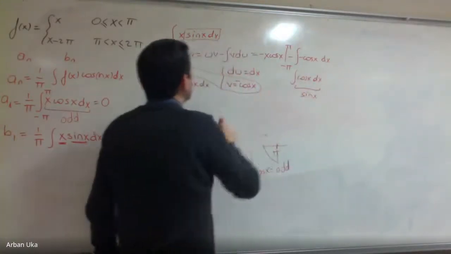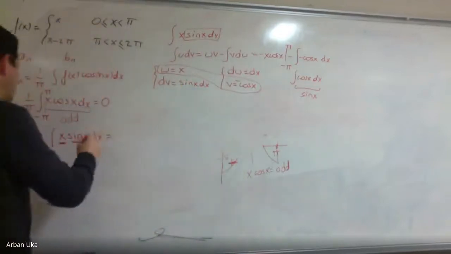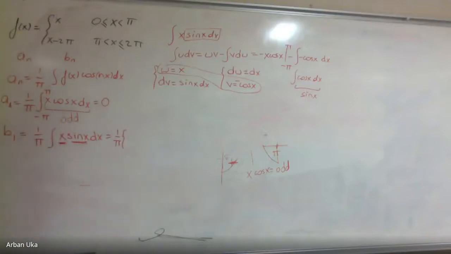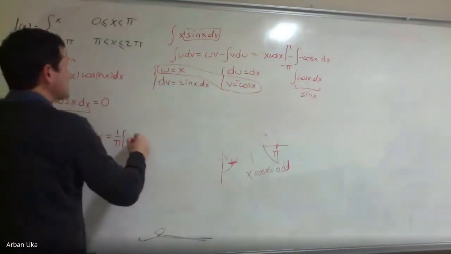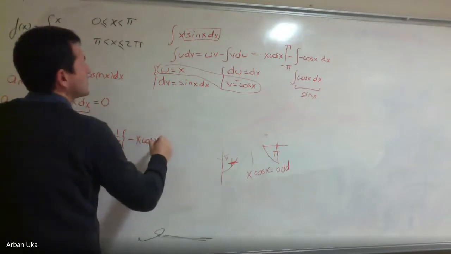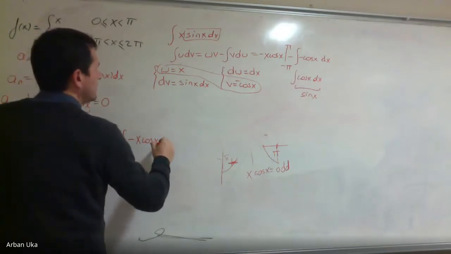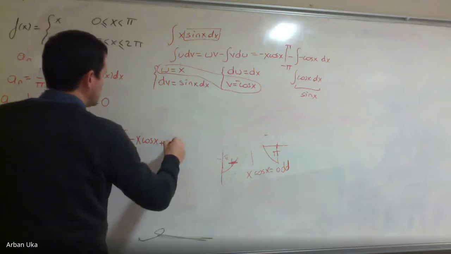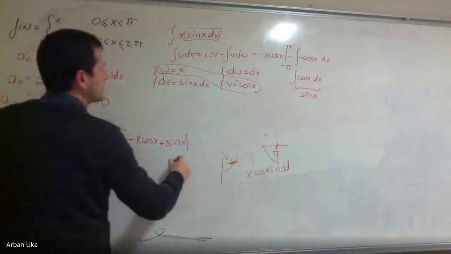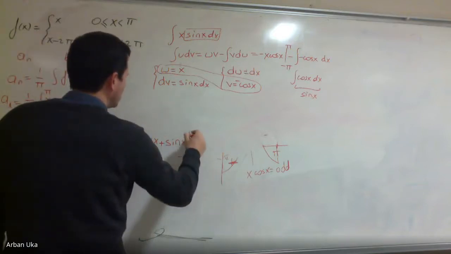Okay, so now the integral of cosine x dx is equal to sine x. So overall, all this integral is something like 1 over pi. We're just trying to determine the B1. This 1 over pi is going to be equal to minus x cosine x plus sine x, and the limits of integration are from minus pi to pi.